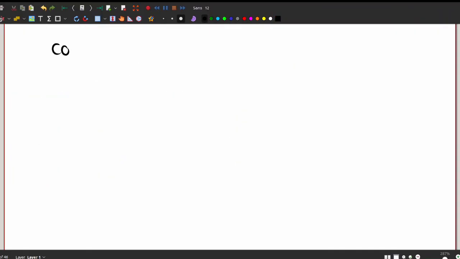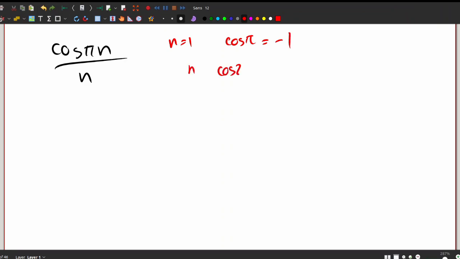Now let's look at one more example. Here we have cos(pi n) over n. Now this doesn't look like an alternating series at first because it doesn't have that (-1)^n term, but let's look at our first few terms. So if we plug in n equals 1, we'll get cos pi in our numerator, which is -1. If we plug in n equals 2, we get cos 2 pi, which is +1. If we keep going, for 3, we'll get -1, for 4, we'll get 1. This actually alternates between 1 and -1.